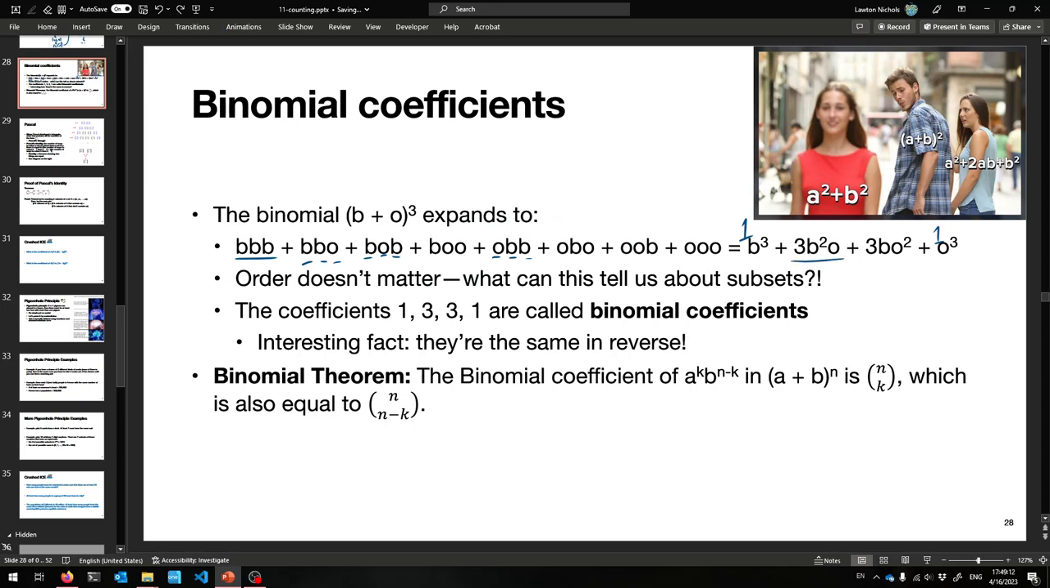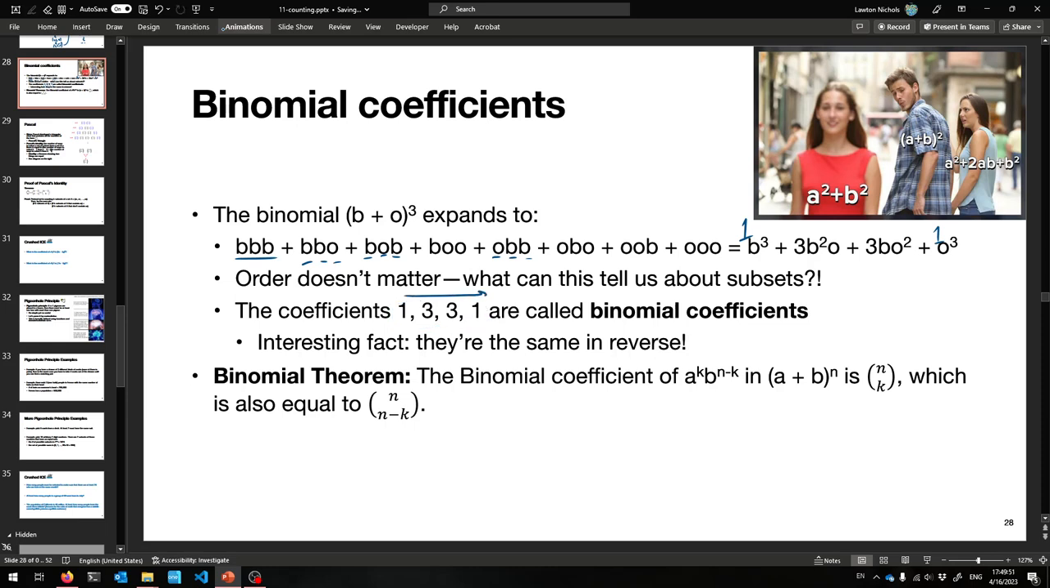And we just bring things together because multiplication commutes, and so order doesn't matter. The orders of the B's and O's don't matter. We just bring them all together. We have 3B squared O or 3O B squared, whatever order you want. Order doesn't matter, and so this is really a subset question, isn't it? And there is an order to go along with it, and this one was 1-3-3-1. Those were the coefficients for all of those pieces, and those are called the binomial coefficients, and they're worth memorizing. A nice thing is these are the same in reverse, so it's hard to mess up.